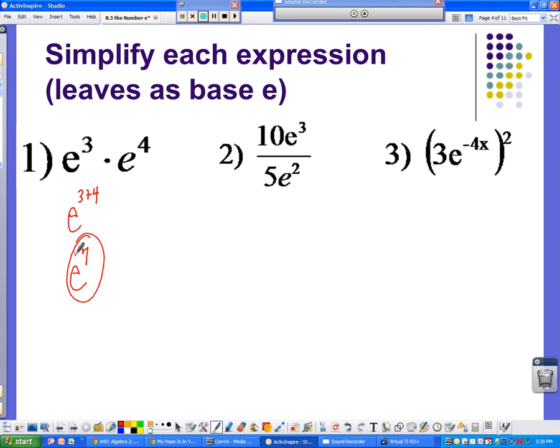On number 2, you take 10 to the 5th, which is going to give us 2. And then since we're dividing these, we have to subtract. So it would just be 3 minus 1, or 3 minus 2, which is 1. So it just gives us 2e.